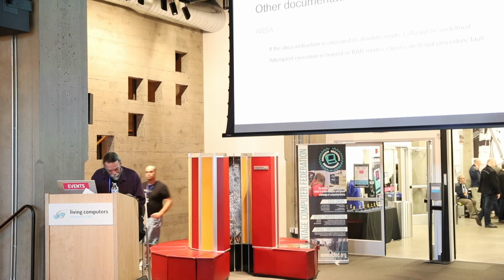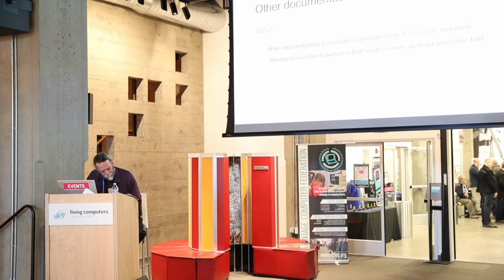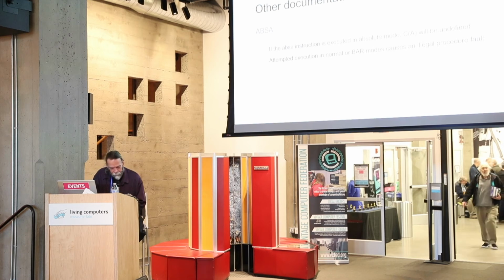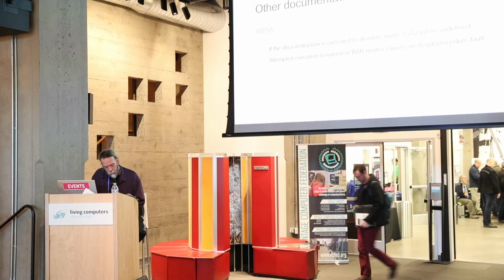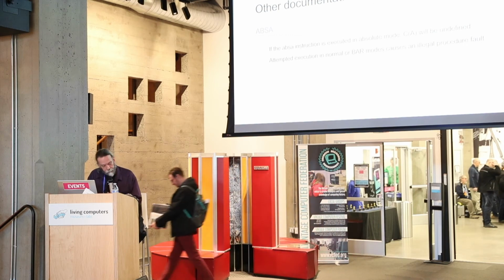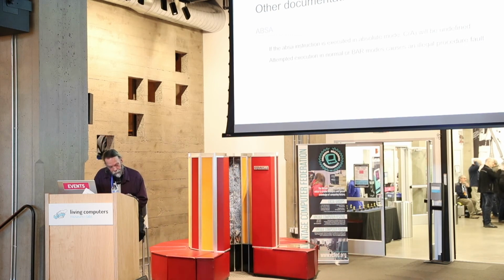Turn your AL39 to page 218 in the VSA: absolute mode, to absolute address to A register. That's the summary; we see final main memory address to A register. At notes we see, if the ABSA instruction is executed in absolute mode, contents of the A register will be undefined, and attempted execution in normal or bar modes causes an illegal procedure fault.